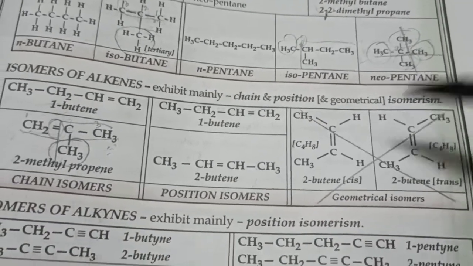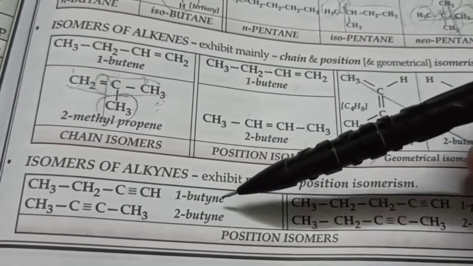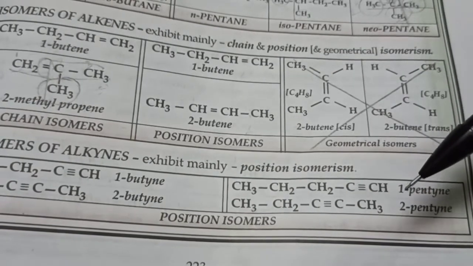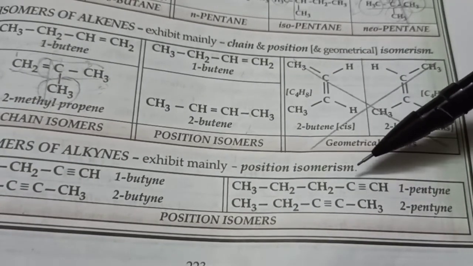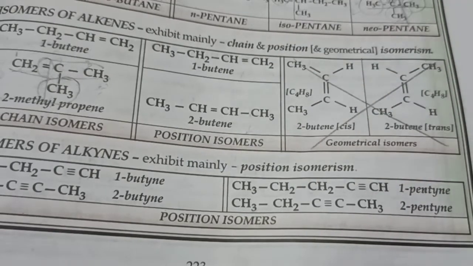Geometrical isomers are cancelled, that's a relief. Now, alkynes. Well, we have studied 1-butyne and 2-butyne, pentyne also 1 and 2. They are position isomers. Branched isomers, that is chain isomers, are possible even here, but it won't come in exam. For alkynes, no, it won't come.